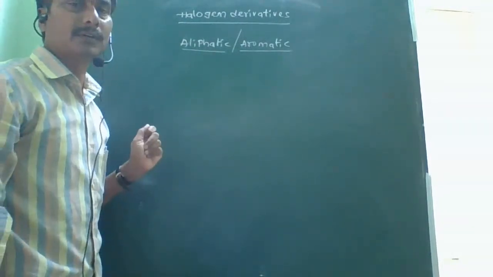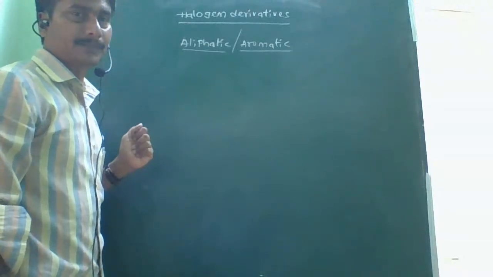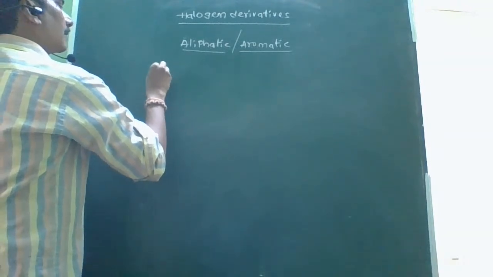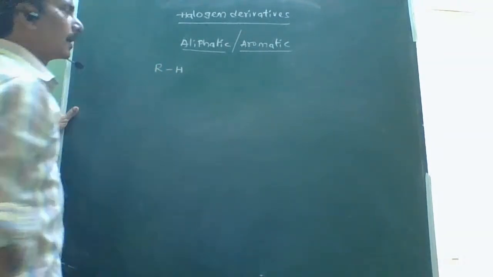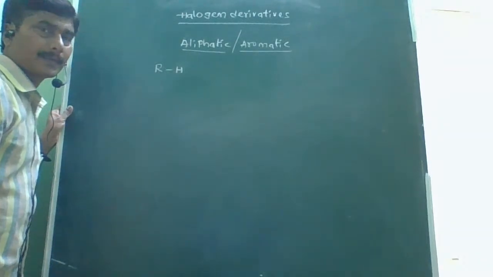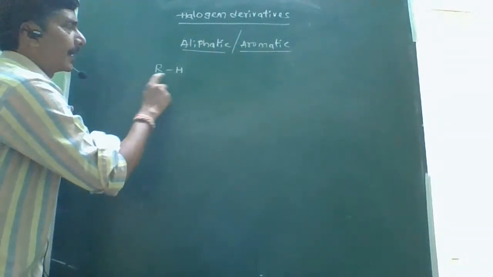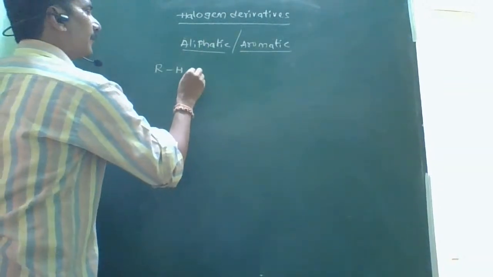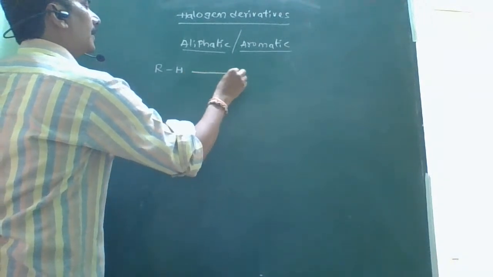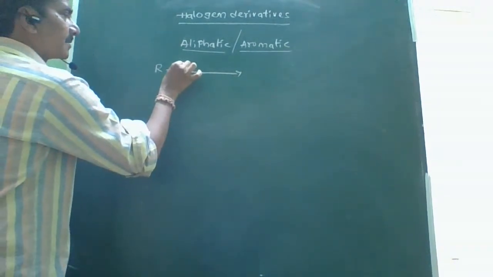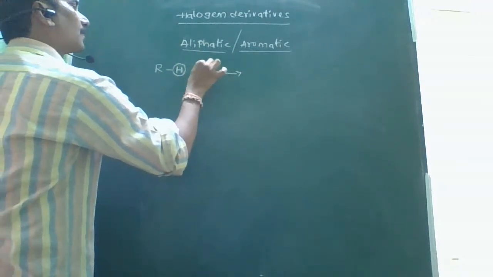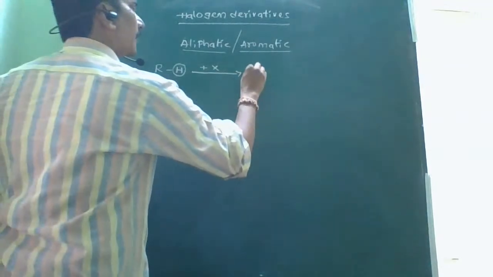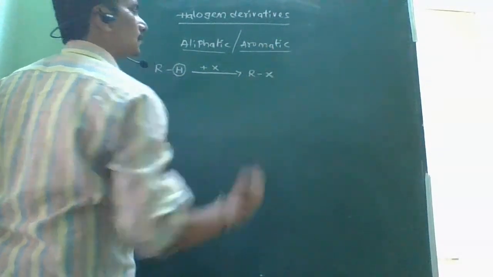For the replacing of hydrogen atoms. For example, RH, it is a hydrocarbon. If this hydrogen atom is replaced with one halogen, they convert into RX.